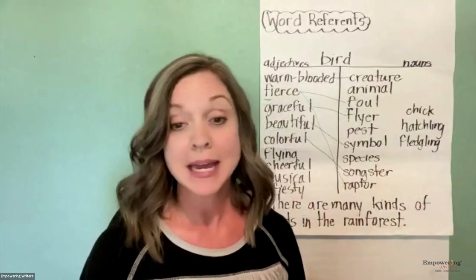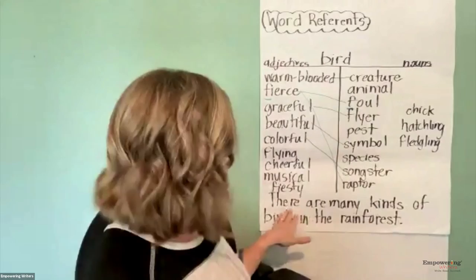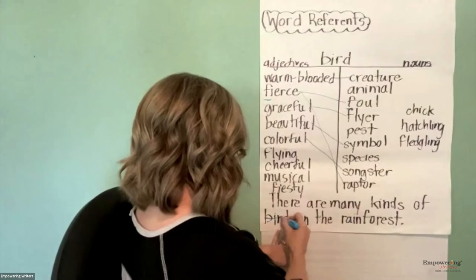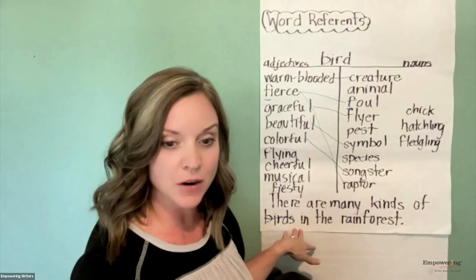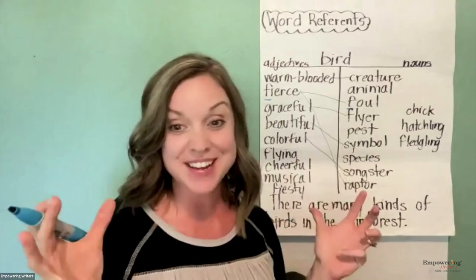So what I want to do now is I have one of the sentences from our student's paper or paragraph about birds written here at the bottom. Notice it says there are many kinds of birds in the rainforest. If we wanted to replace birds, there are many kinds of, what would you choose? There are many kinds of, let's pick one of our words here. There are many kinds of colorful flyers. And the rainforest, of course, has some of those really bright colored birds. So I love that example.